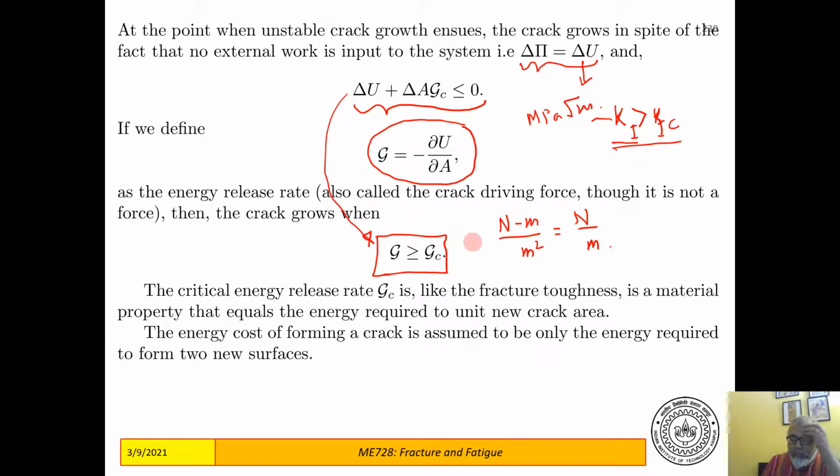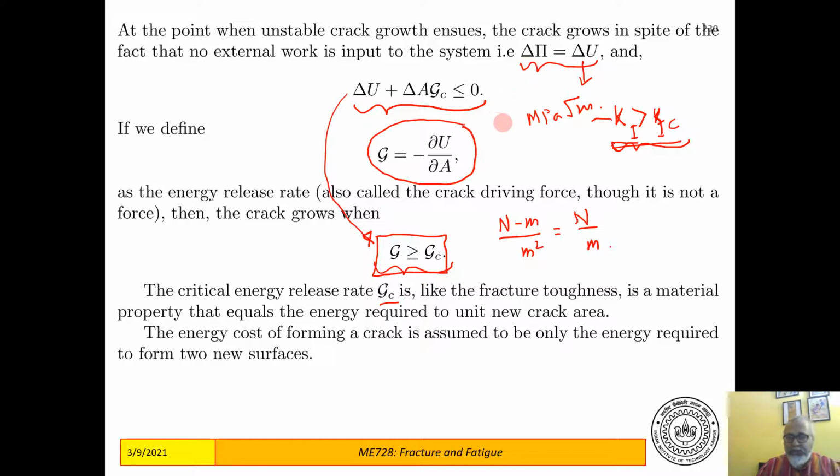But for linear elasticity, we will show that G and K are related concepts. We will show towards the end of this week's lecture that G and K are related concepts for linear elasticity, though one is a global measure and one is a local measure. So we have learnt about this criterion for crack propagation, which says that the energy release rate has to exceed a critical energy release rate called Gc in order for the crack to grow catastrophically.